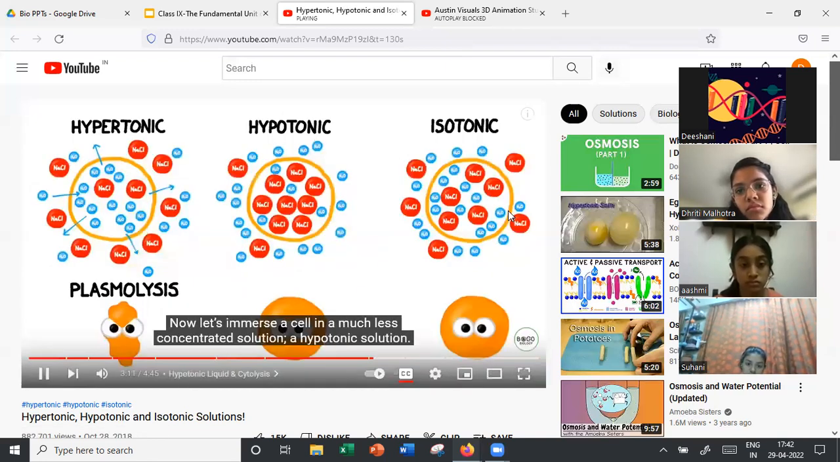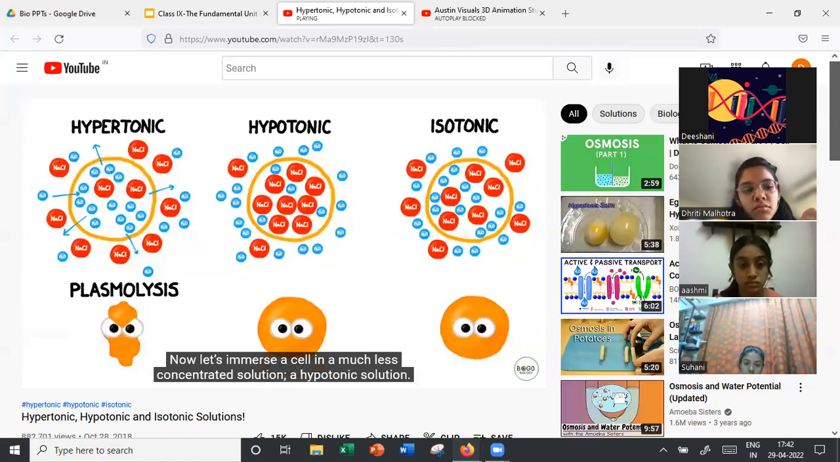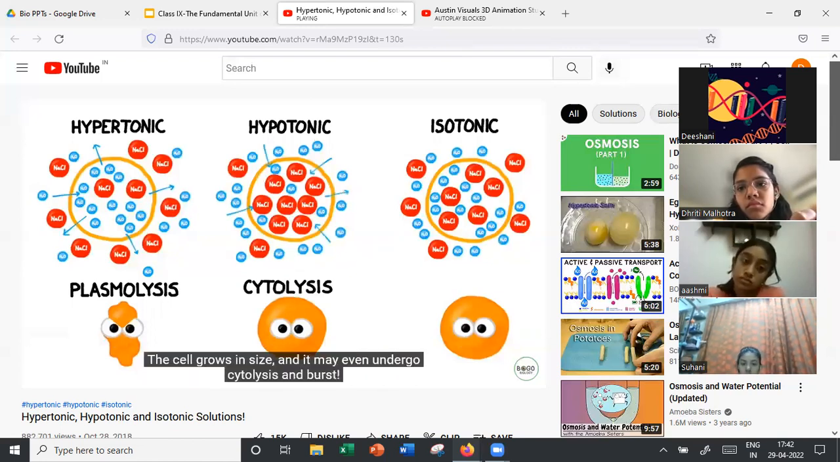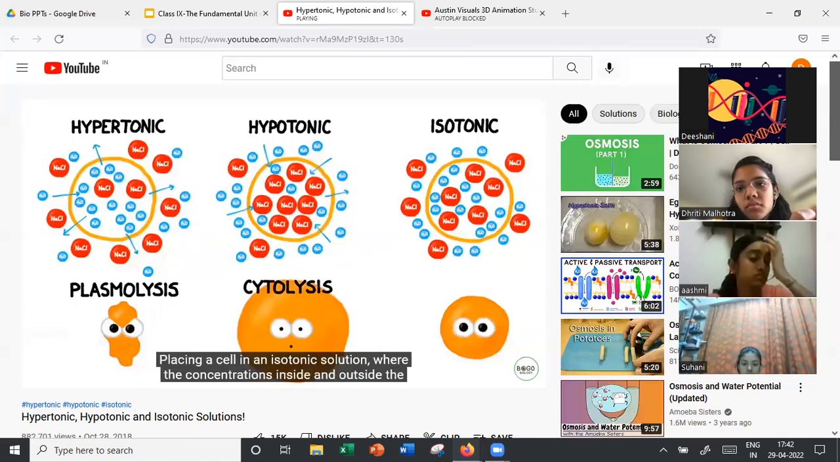Now let's immerse a cell in a much less concentrated solution, a hypotonic solution. Compared to the cell, it's much less salty. Some water molecules will exit the cell, but even more will rush in because they aren't obstructed by solute particles. The cell grows in size, and it may even undergo cytolysis and burst.